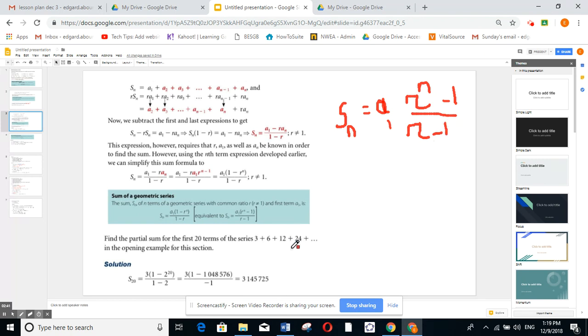So let us take this example. As you can see, this is a series: 3, 6, 12, 24. So the first term is 3, and r, I'm multiplying each time by 2. So it will be a_1, 3, into, if you want to use this one, 1 minus 2 to the power... How many terms do I have? They want the first 20 terms. So power 20 over 1 minus 2. Okay, it will be this value.